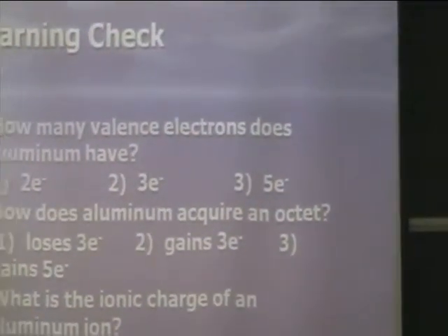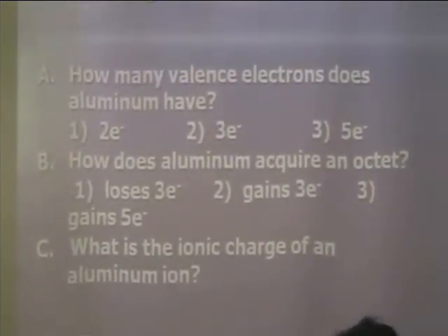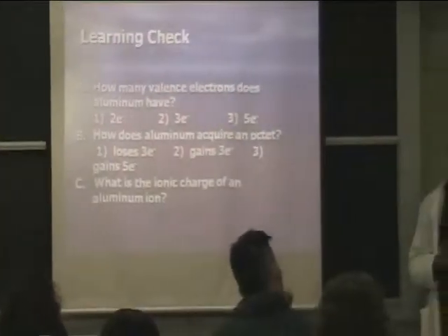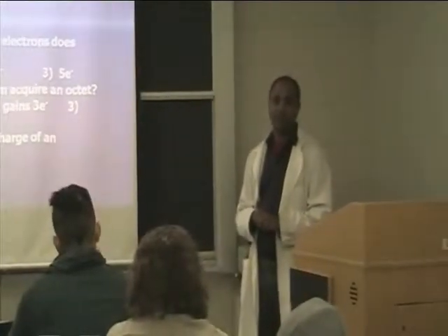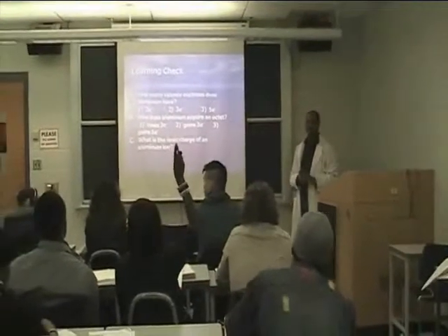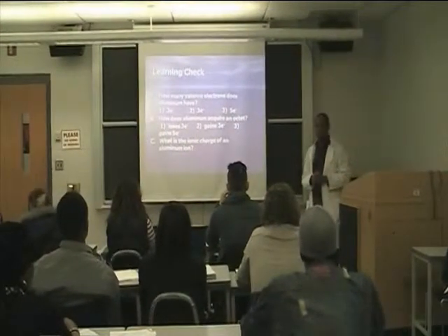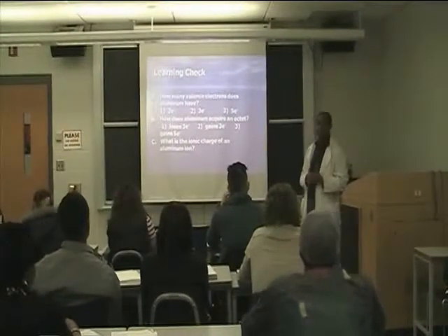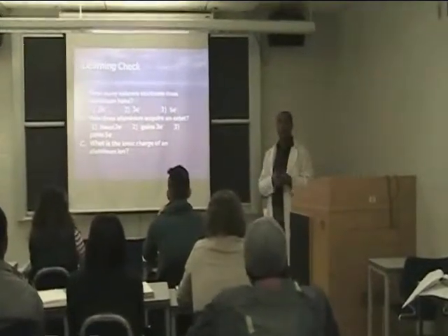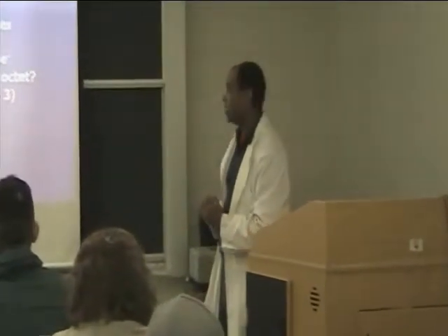How does aluminum acquire an octet? Yes. It must lose 3 electrons, right? It must lose 3 electrons. Let me ask you a general question. Why do you think metals lose electrons? What's the reason? Yes. Because they have low ionization energy. Very good. They have low ionization energy. That's one of the main reasons that metals lose electrons. Ionization energy is the energy that is required to remove valence electrons from the outermost shell of an atom.